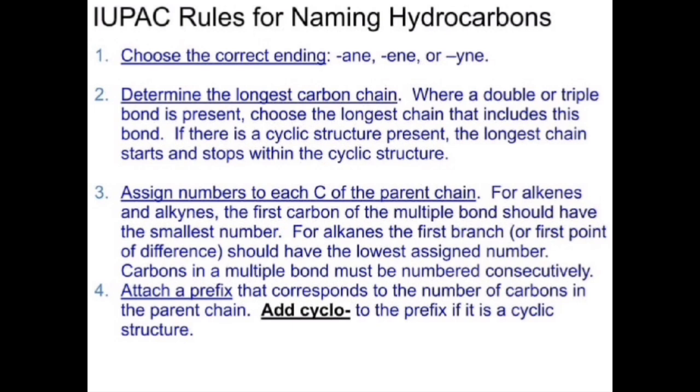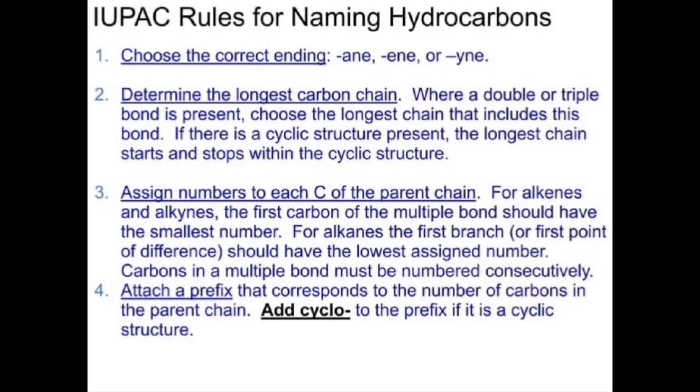The third rule is to assign numbers to each carbon of the parent chain. For alkenes and alkynes, the first carbon of the multiple bond should have the smallest number. For alkanes, the first branch should have the lowest assigned number. Carbons in a multiple bond must be numbered consecutively.